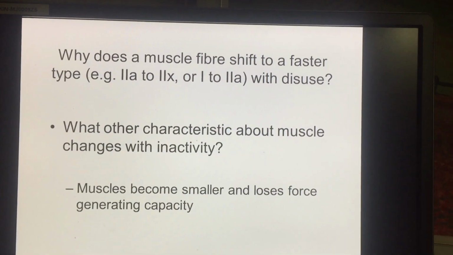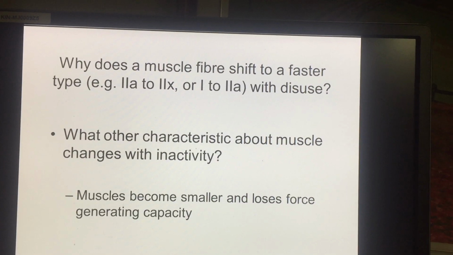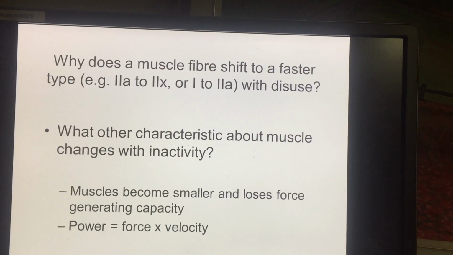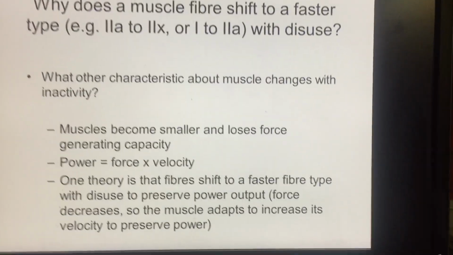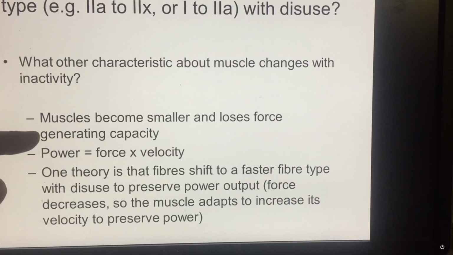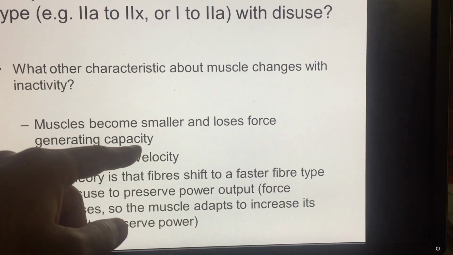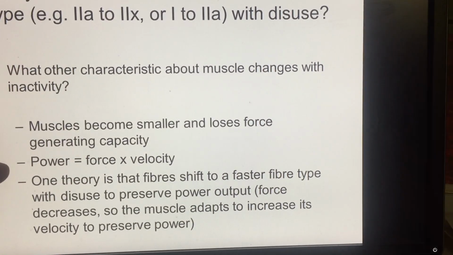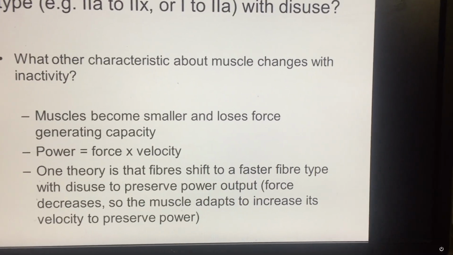So muscle becomes smaller with inactivity, and with a smaller muscle, you get a reduction in force generating capacity. Your power output is equal to your force multiplied by your velocity. So one theory here is that fibers shift to a faster fiber type with disuse in an attempt to preserve power output. So that a muscle would actually increase its speed of contraction when it's subjected to disuse. So the force is going down, velocity is going up, so your power output is staying the same.